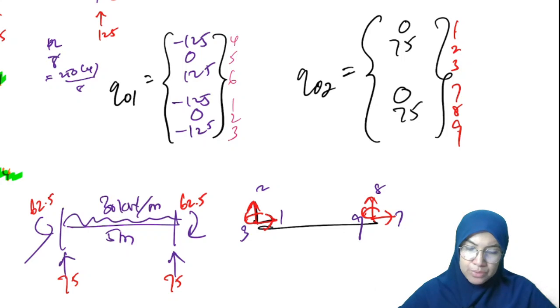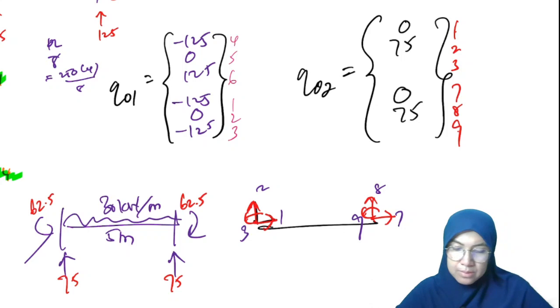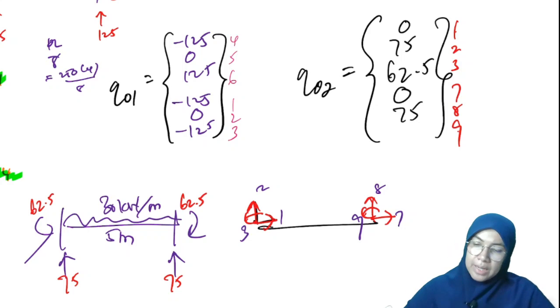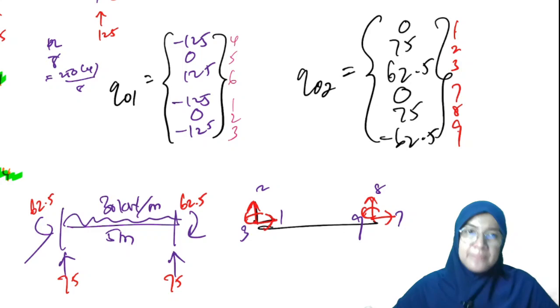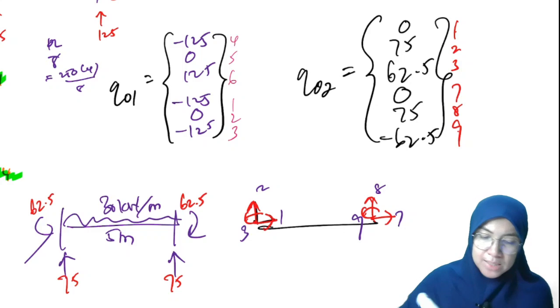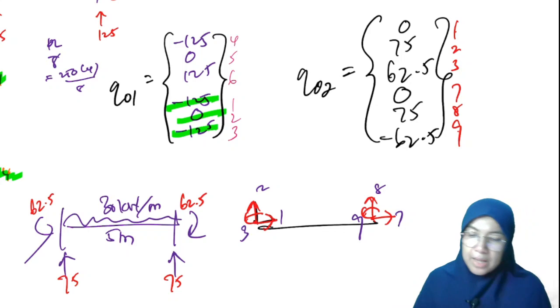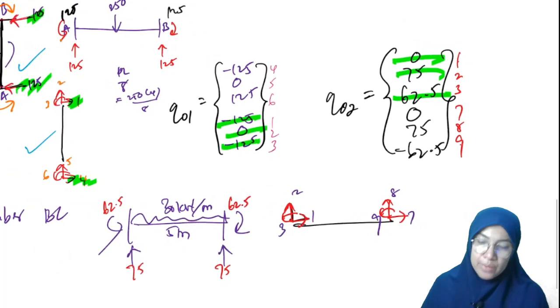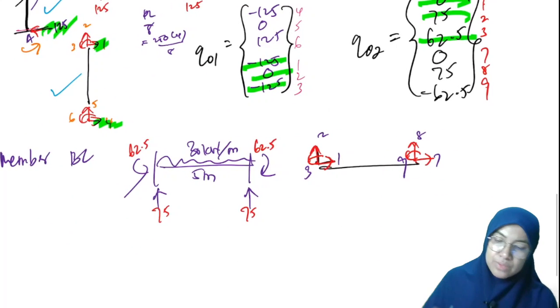And for the moment, compared to positive, we have to compare. So it is positive 62.5 and negative 62.5. Okay, so what we need to do is we have to put these 1, 2, 3 into the equation.